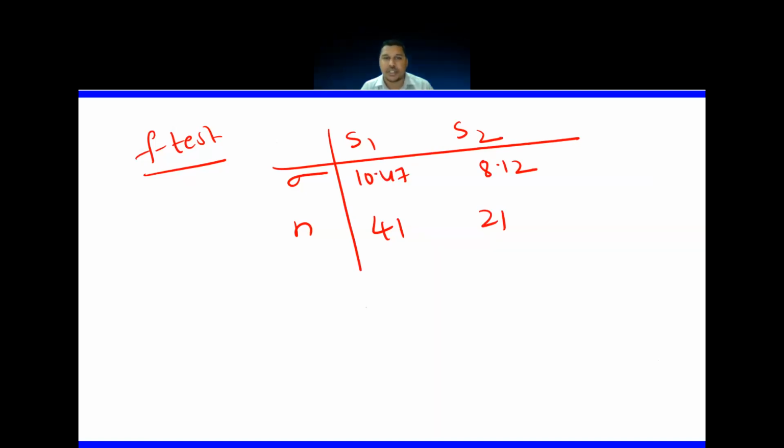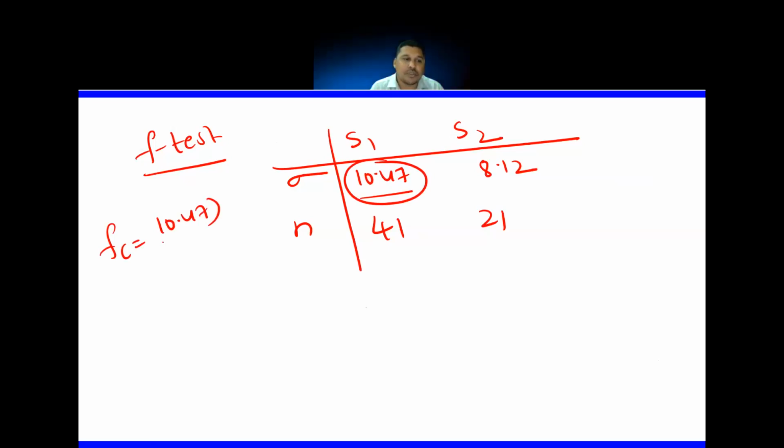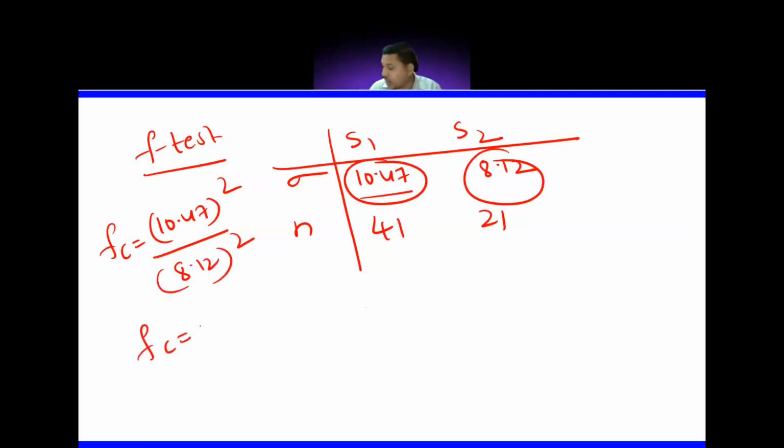Now, I am not talking in terms of a researcher who has done this. You tell me the equality between these two samples. So we have to apply S1 square by S2 square. You already have your standard deviation, and this one is larger, so I will take it as S1. I'll calculate my F calculated value as S1 square, that is 10.47 whole square, by S2 square, that is 8.12 whole square. If you find this F calculated, it is somewhere around 1.66.